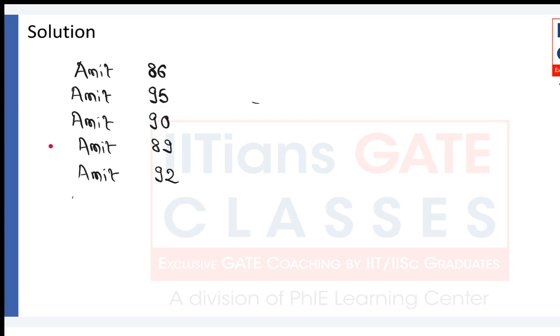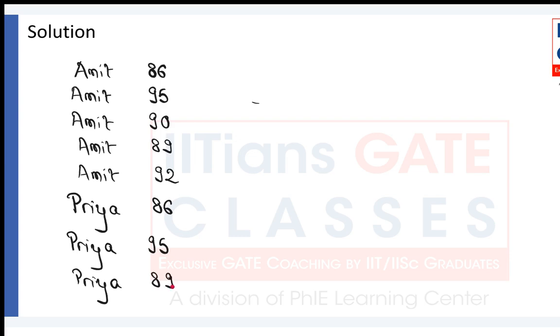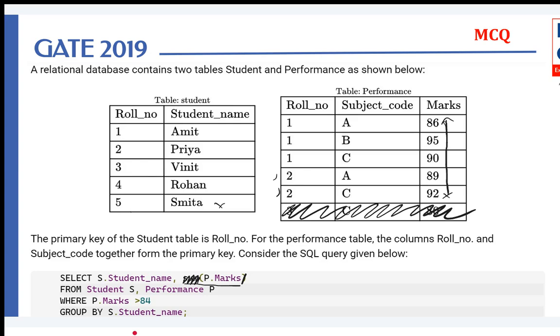Priya 86, Priya 95, Priya 89, and so on. Similarly, you will have Vineet 86, Vineet 95, Vineet 90, Vineet 89, Vineet 92. It's like a cross product. You're doing a cross product. Is it clear now, Jigya?